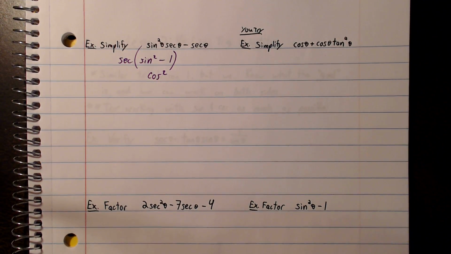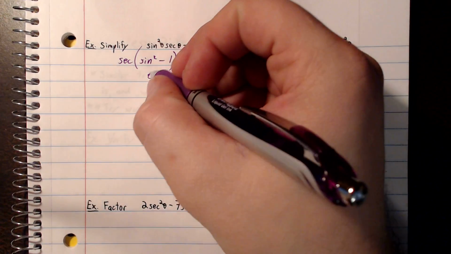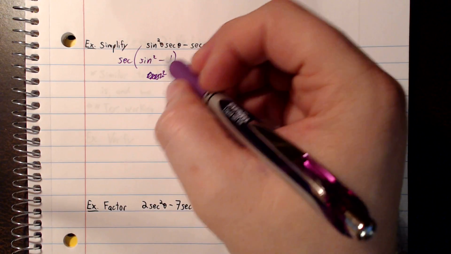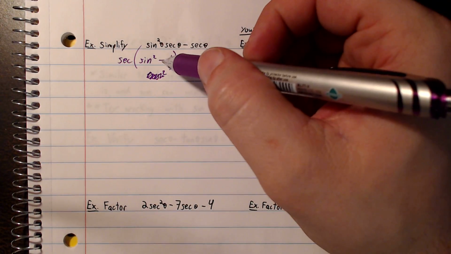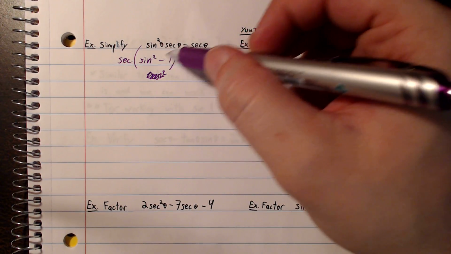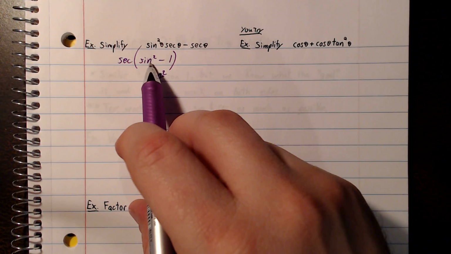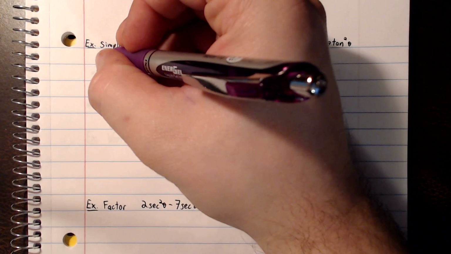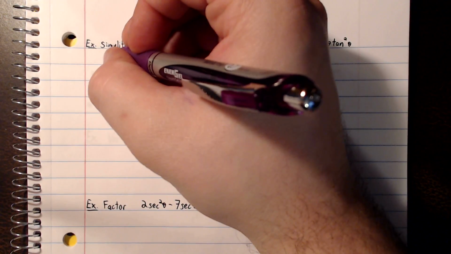Oh, almost. I was actually wrong about that. I skipped something kind of important. This should be 1 minus sine squared, right? That's a problem. So the only way for that to become 1 minus sine squared is we're going to have to multiply by -1.